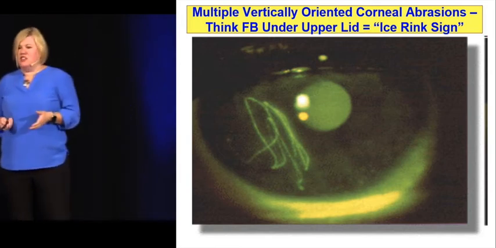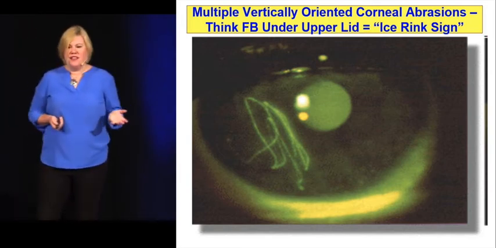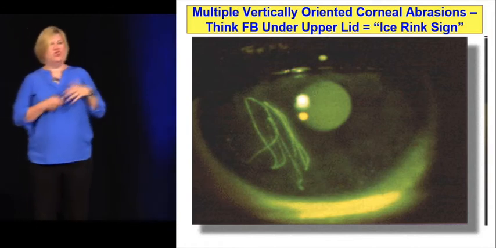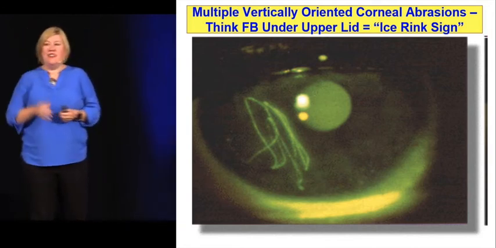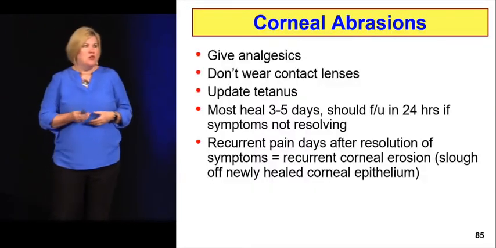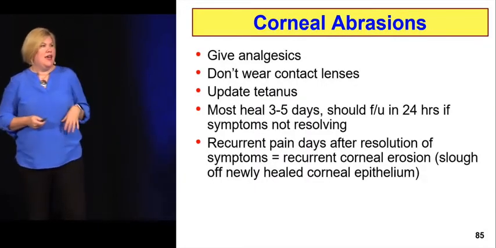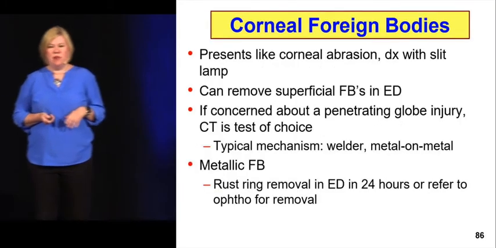Corneal abrasions, we give analgesics. We tell them not to wear their contact lenses. We update their tetanus. They usually get better. They should have some follow-up if they're not resolving. And they can get recurrent corneal erosions if it's not healing well. So that's why they need some follow-up with these types of abrasions.